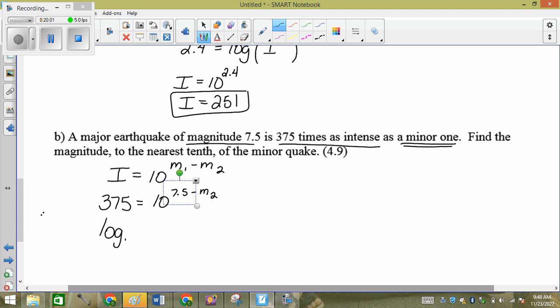Log base 10 of 375. Log both sides. You could log both sides. It's more work, but you could do it.